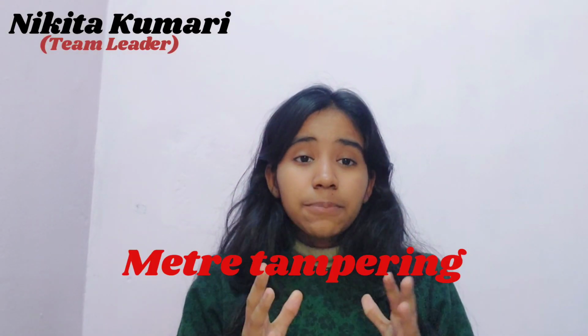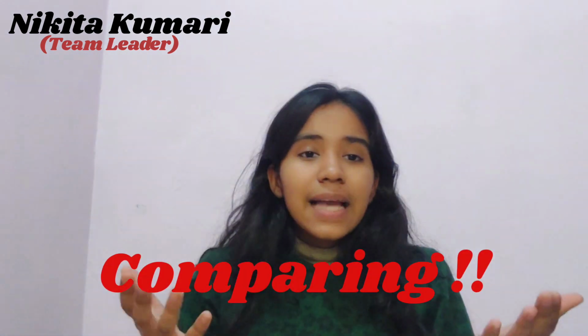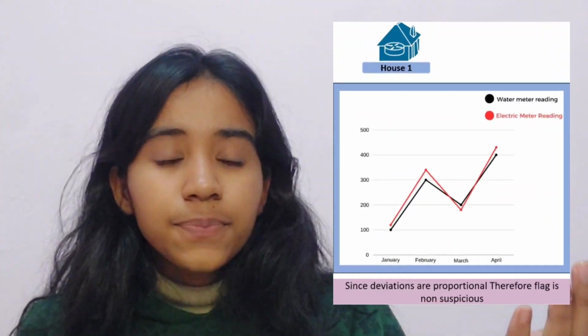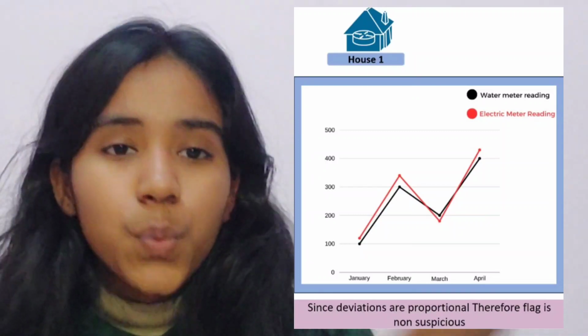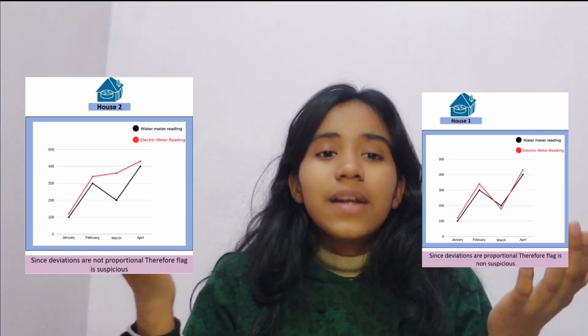Meter tampering is very common in India nowadays. People often do it in order to reduce their electricity bills along with their water bills. To deal with this situation, we will be comparing the water bills directly to the electricity bills. How? Let's see. For example, this is house 1 and this is house 2. In house 1, the consumer has not been there for the last 1 month. But in house 2, the consumer is there.